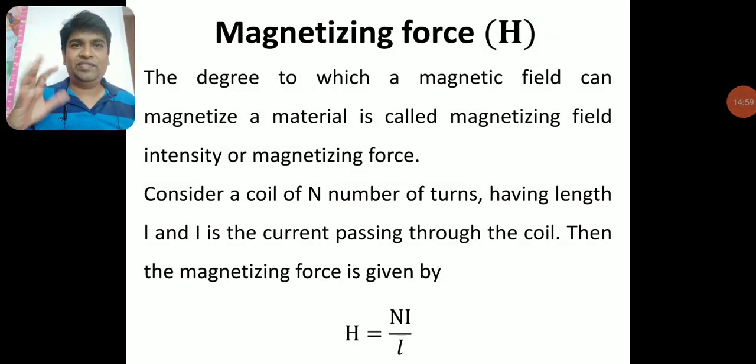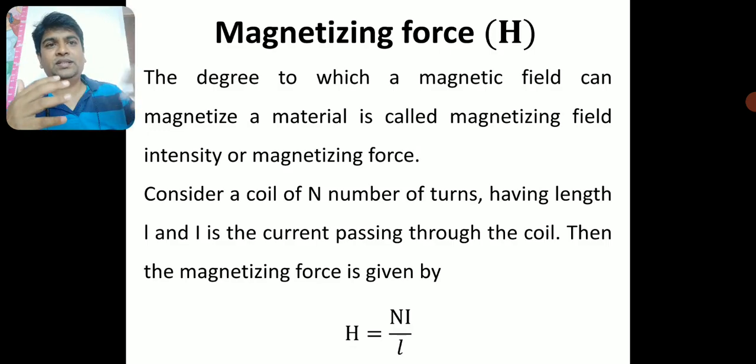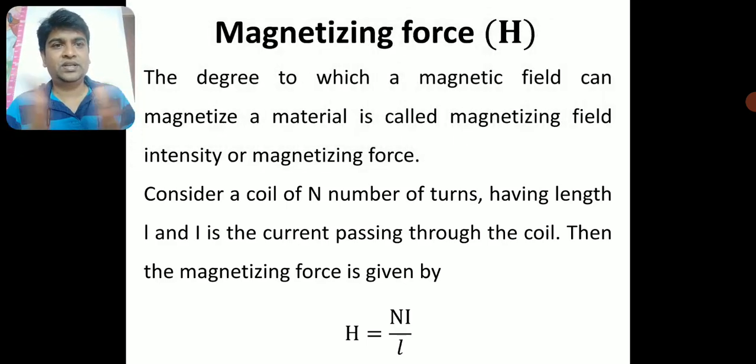Suppose I take a coil of n number of turns having length L, and I is the current flowing through the coil, then the magnetizing force is H, which is equal to Ni divided by L. So magnetizing force will increase if there are more turns, and it will increase if more current flows in the coil, and obviously it will decrease if the length of the coil is more. So H equals Ni divided by L is the equation for the magnetizing force in the case of a coil.